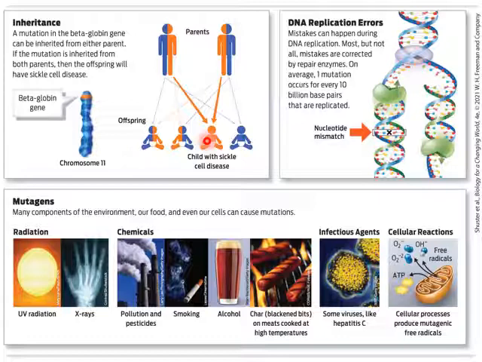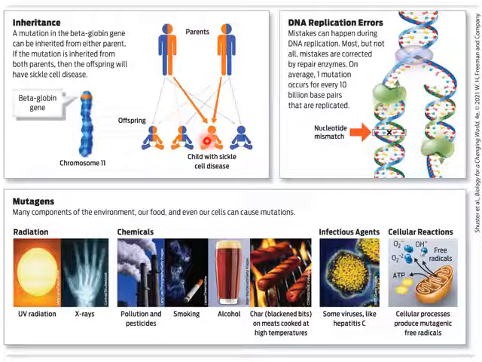DNA replication errors are also a way that mutations can arise, and it's actually way less common than inheritance or mutagens, which we'll talk about here in a second. But mistakes do happen during DNA replication. Your DNA is constantly replicating, making lots of new DNA and going through transcription and translation. And because of that, things can happen, right?